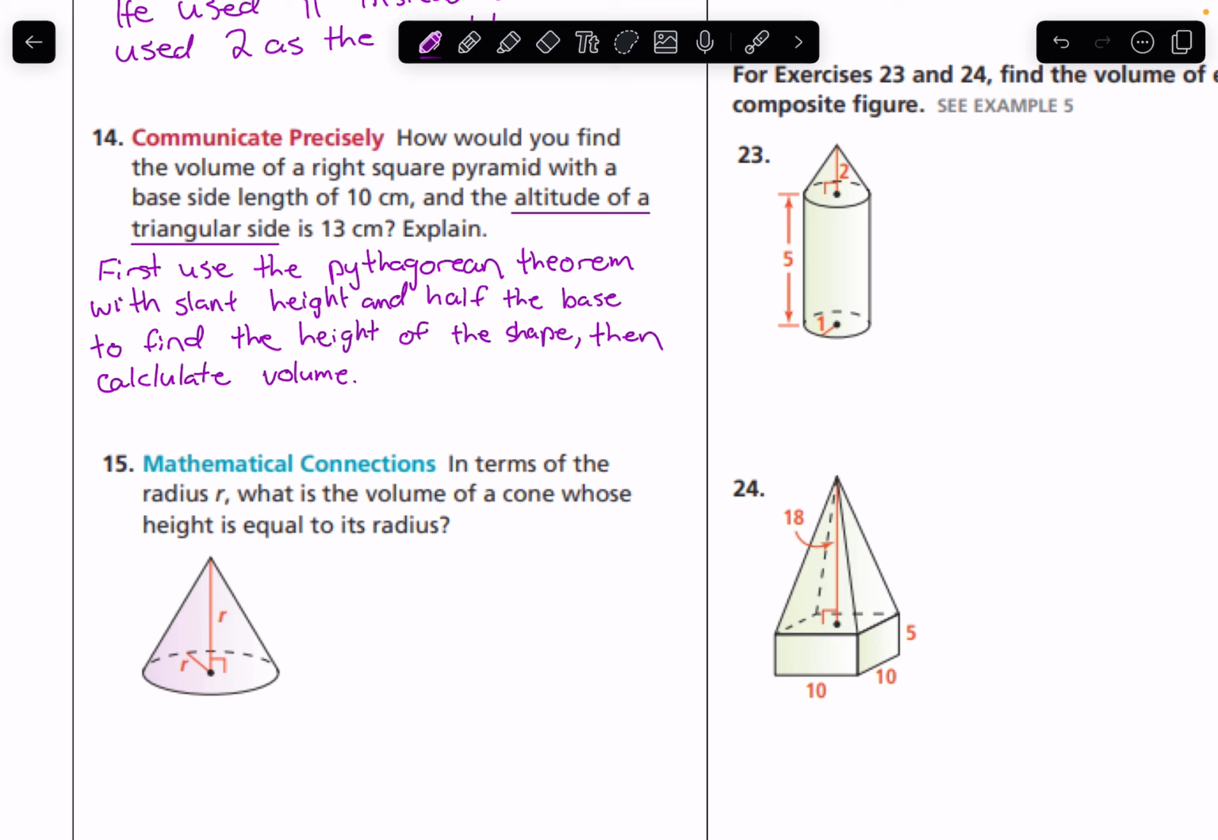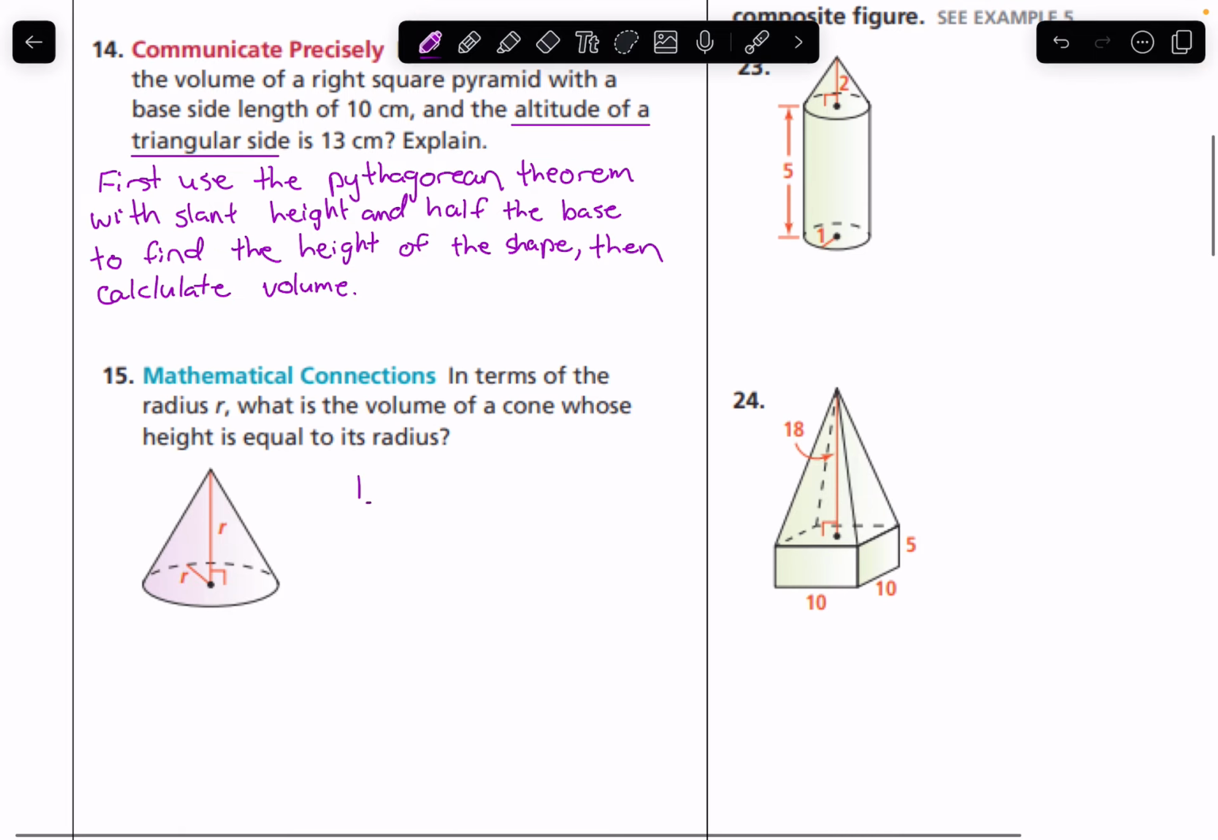All right. Number 15, in terms of radius r, what is the volume of a cone whose height is equal to its radius? Well, we can just use the formula for volume. We can say 1/3 the area of the base, pi r squared, times the height, but the height is also r. So that just gives us 1/3 times pi times r cubed, because r squared times r is r cubed. And that's it.